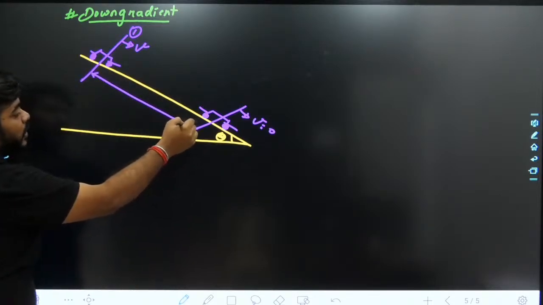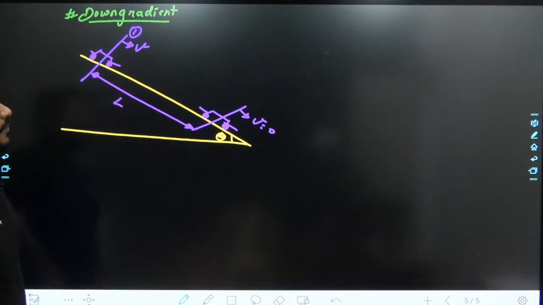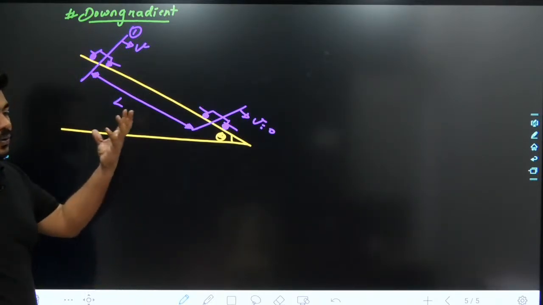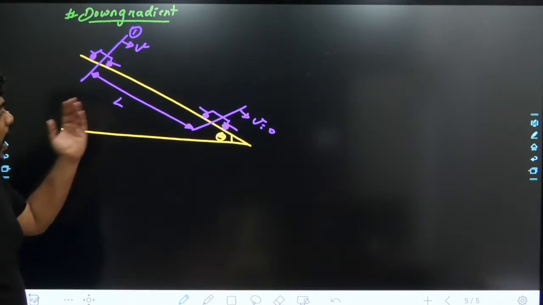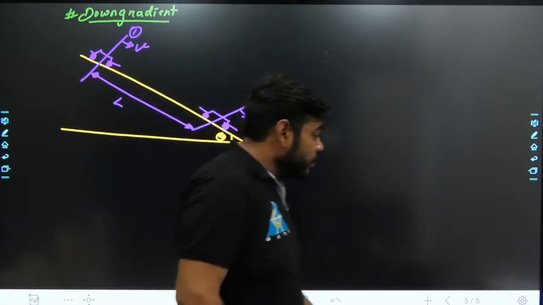What we need to calculate is just the braking distance between these two positions, and we can calculate it very easily, because we know how we calculated the up gradient.